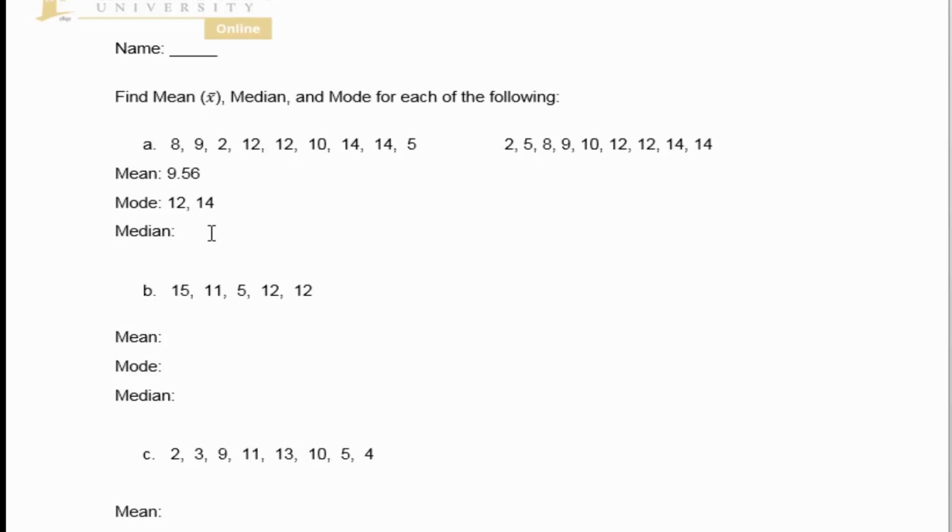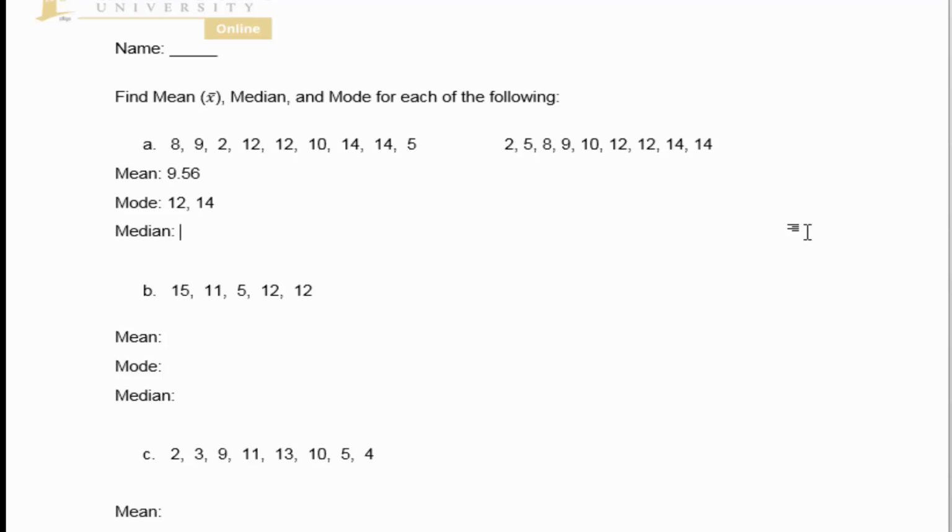Final thing to find is the median. Median is that center point, or that middlemost point. The point in our data set that is exactly in the middle. 50% are above and 50% are below. To find our median, first we go back to our n. We had 1, 2, 3, 4, 5, 6, 7, 8, 9. We have an odd data set. We have 9 for our n.